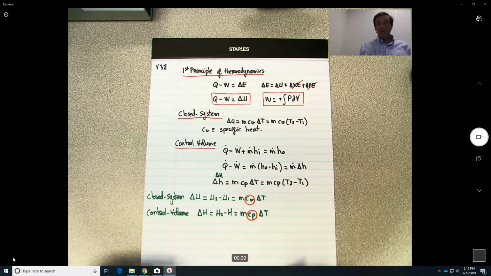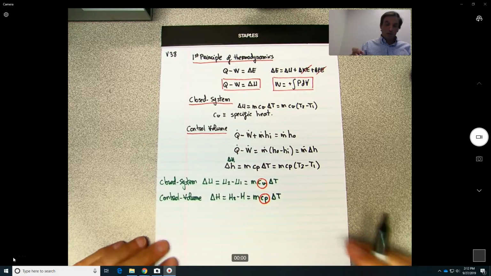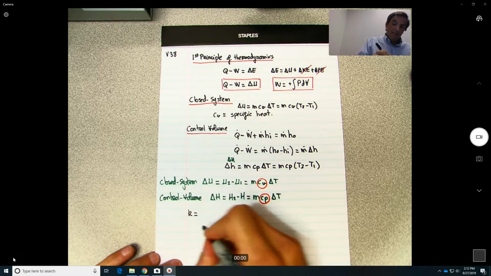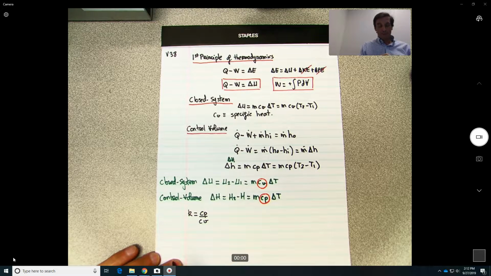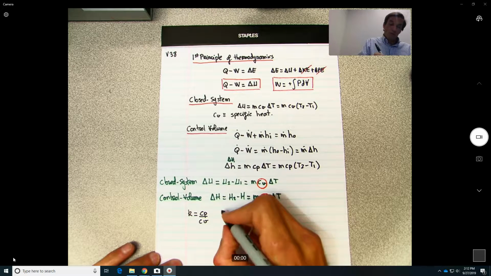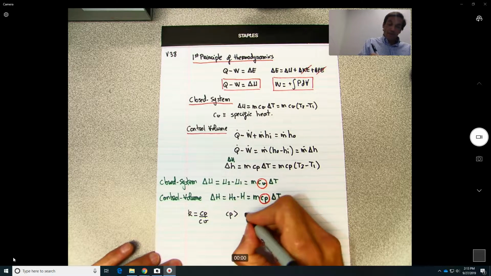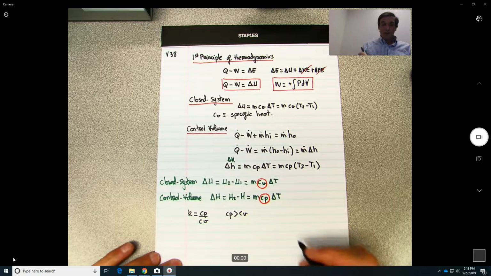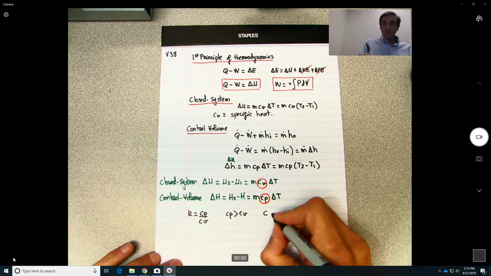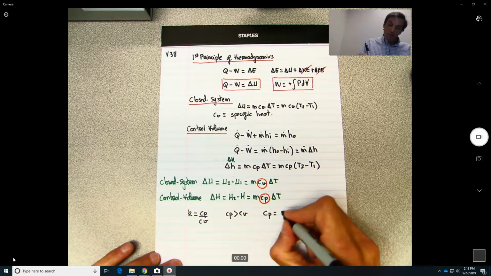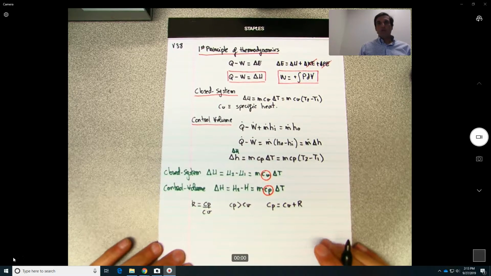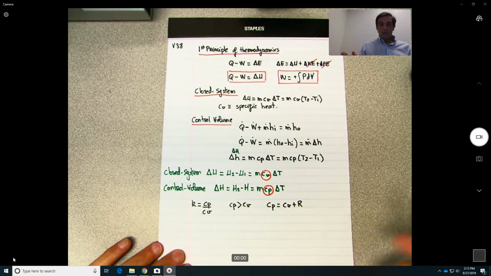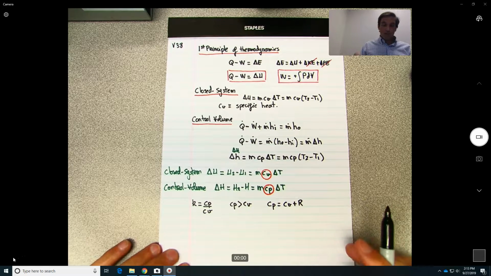Okay, since I mentioned C sub V and C sub P, let me give some relations. So k is C sub P over C sub V. This is a gas constant, the ratio of the specific heat at constant pressure over the specific heat at constant volume. Cp is always higher than Cv. And by definition, you have that Cp is equal to Cv plus R. So using those two relations, you can write different relations. So let's maybe derive one.